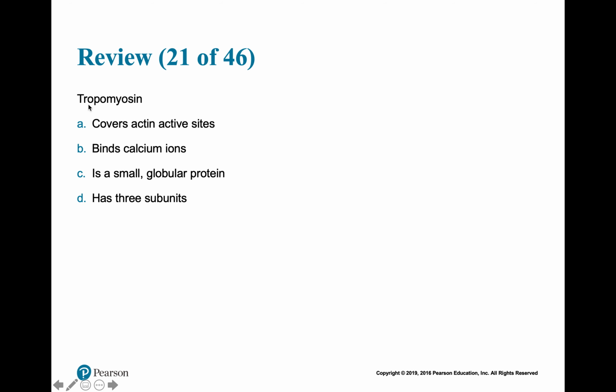All right, so which of the following is going to be true of tropomyosin? Tropomyosin covers actin active sites? Yes. Binds calcium? No, that's what troponin does, so that's incorrect. Is a small globular protein? Nope, that's incorrect. Remember, tropomyosin are those long, slender filamentous proteins that wrap around actin. Has 3 subunits? That's incorrect. Troponin has 3 subunits. Troponin has a calcium subunit, an actin subunit, and a tropomyosin subunit. So the correct one here is tropomyosin covers active actin sites.